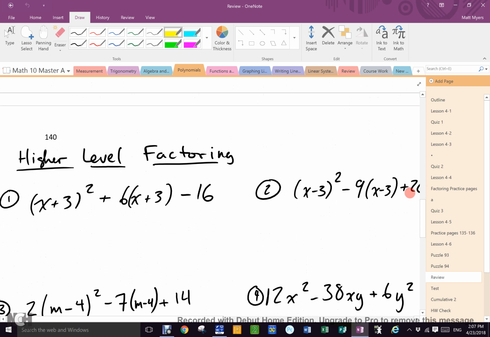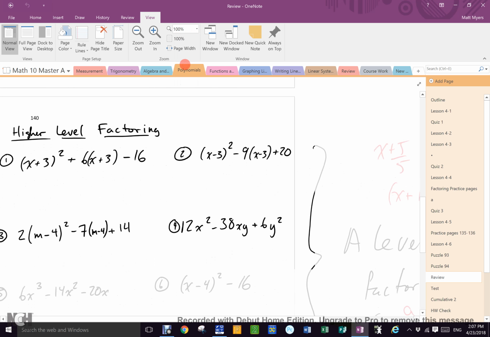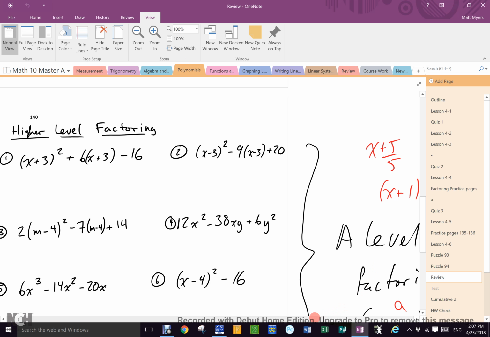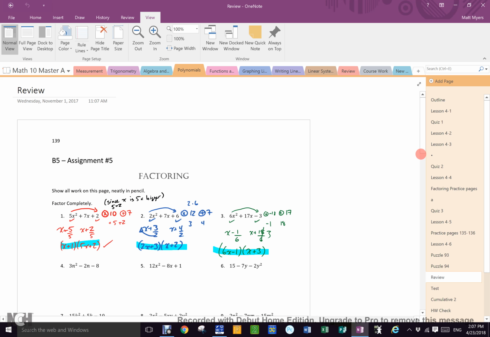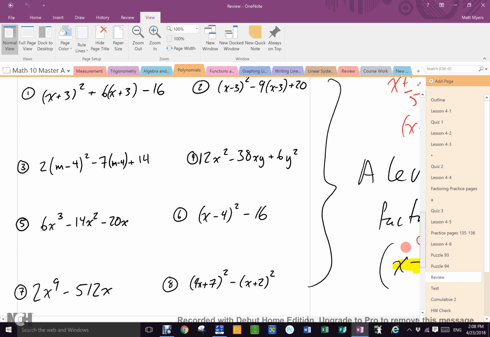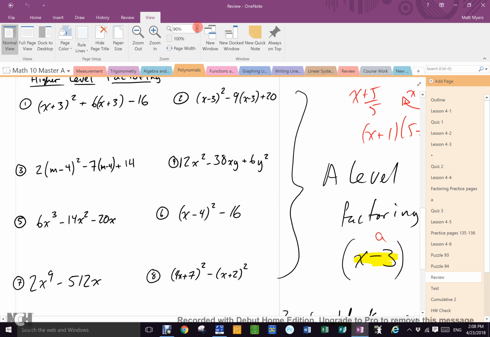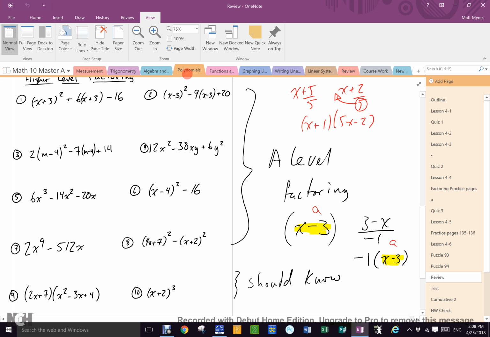I'll fix it. I'll make it smaller so you can see it all. Oh, they don't all quite fit at 100%. We'll go down to 90. They don't all quite fit at 90. We'll go down to 75. There they are.